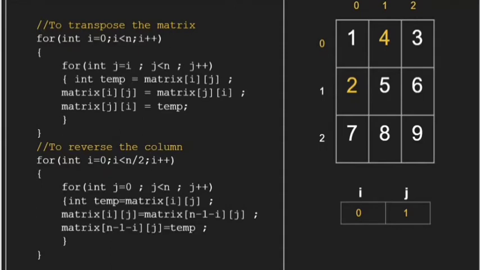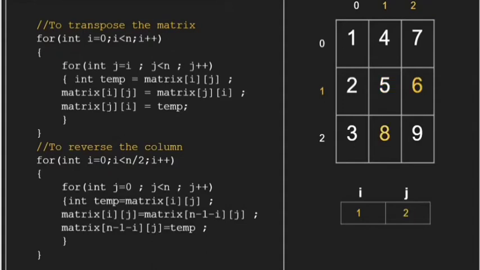For the last one, when i equals 0 and j equals 2, the elements swapped will be 3 and 7, which are the elements at 0 2 and 2 0 position. So 3 and 7 will swap. Then we can move into the next row. When i equals 1, j will start from 1. When i equals 1 and j equals 1, similarly this swapping will have no effect.